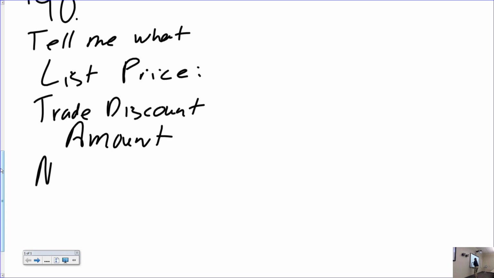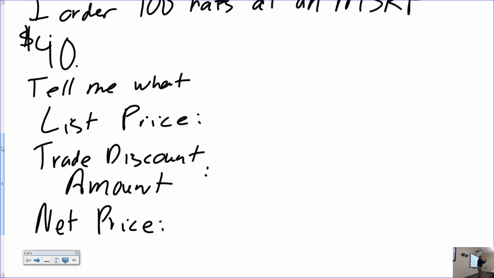So these are three standard pieces of information that you should always be able to tell about any order that a retailer is making to their manufacturer. Essentially, think of this as being an invoice. And we, as the retailers, have to pay it to our manufacturer.